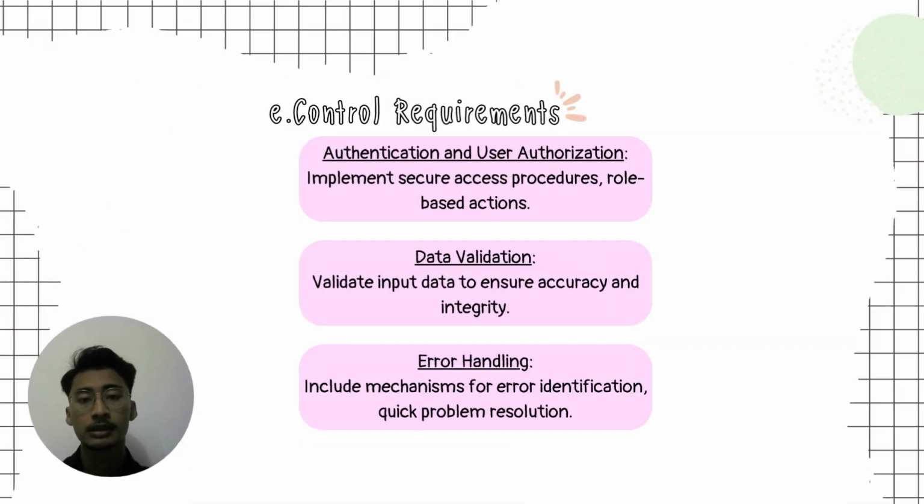Last but not least is control requirements. Authentication and user authorization: implement secure access procedures and role-based actions. Then data validation: validate input data to ensure accuracy and integrity. And the last is error handling: include mechanisms for error identification and quick problem resolution.